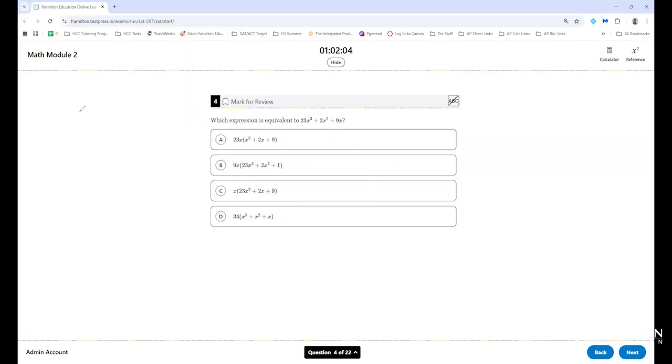Question 4. Which expression is equivalent to that? So what we're going to be doing is playing the matching game. I notice this has an x cubed and a linear term at the end, and these are all factored out. So I could try factoring from here. I can also just try multiplying them out. Both of those are effective strategies. For me, though, I see that they all have an x. So I'm going to take an x out, and that leaves me with 23x squared plus 2x plus 9. All right, so this one has an x out in front by itself, 23x squared plus 2x plus 9. So that does work. So we're going to pick that as our answer.